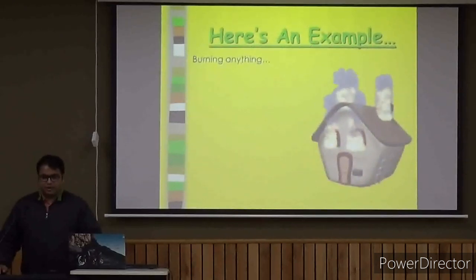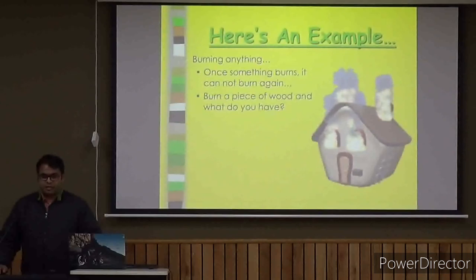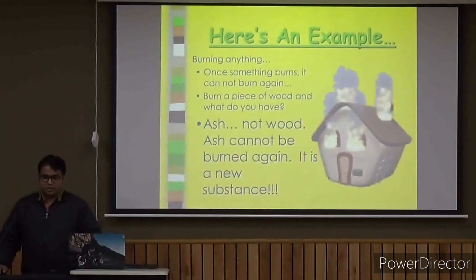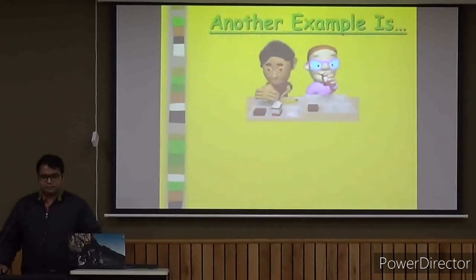For example, if we burn anything, once something burns, it cannot burn again. If we burn paper once, we obtain ash, but we can't burn ash again. So it is a chemical change. If we burn a piece of wood, we again obtain ash, but we can't burn ash again. So it is a chemical change. Ash, not wood. Ash cannot be burnt again. It's a new substance. So these are reactions in which a new substance is formed by a chemical reaction.